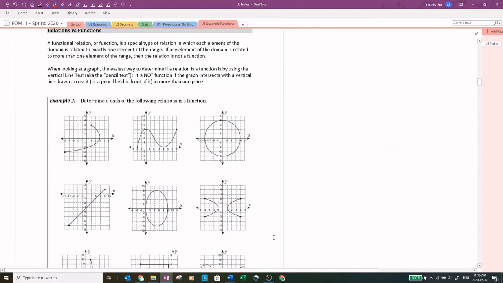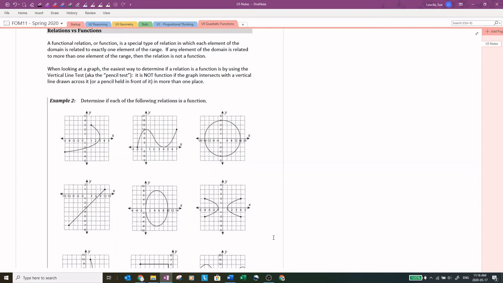Relations versus functions. A functional relation, or a function, is a special type of relation in which each element of the domain is related to exactly one element of the range. If any element of the domain is related to more than one element of the range, then the relation is not a function. Say what? Okay, the easiest way to think about this is looking at a graph.